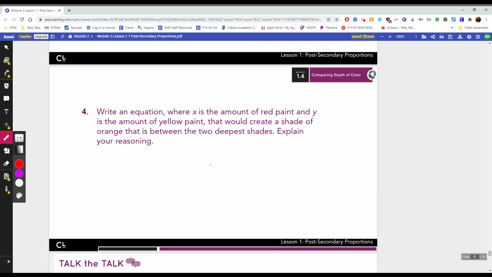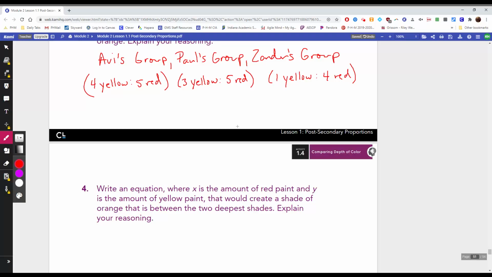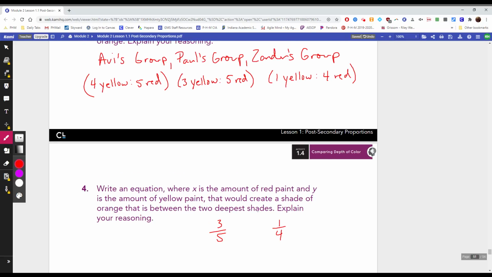Write an equation where X is the amount of red paint and Y is the amount of yellow paint that would create a shade of orange that is between the two deepest shades. So the two deepest shades, Xander's was 1 to 4. Paul's was 3 to 5. We need something in between there. So just some fraction in between those two fractions.